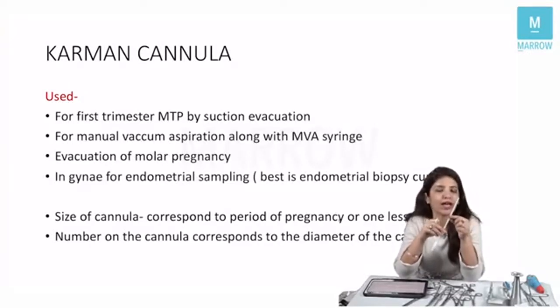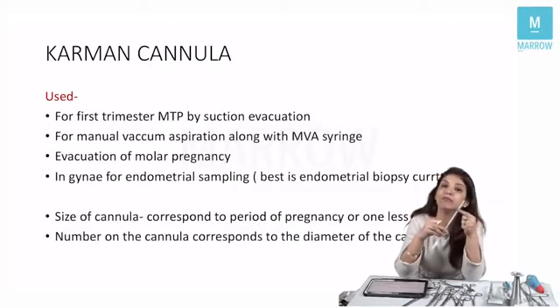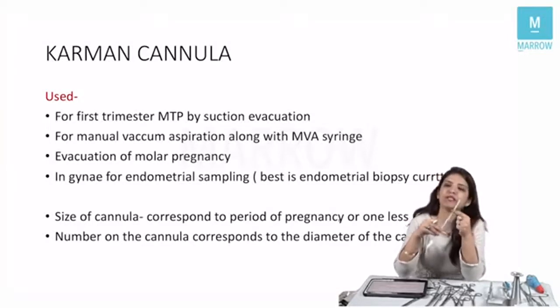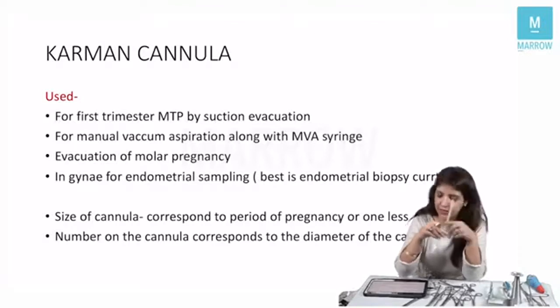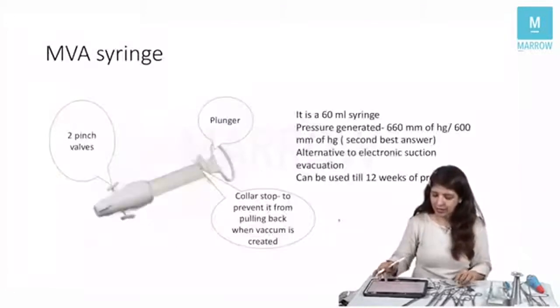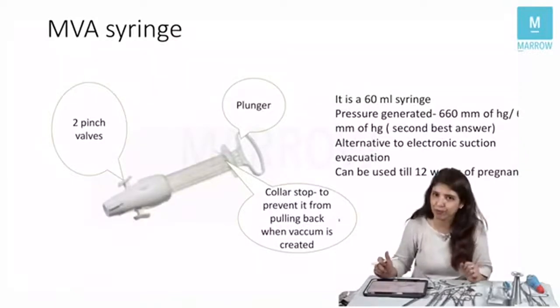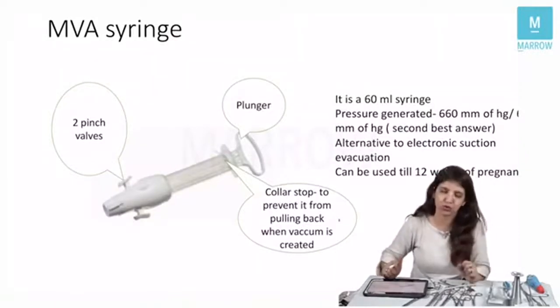So the size of the cannula corresponds to the diameter of the cannula in millimeters. So if there is a number 8 cannula, that means the diameter of the cannula is 8 millimeters, right? Now this Karman's cannula should be used with a manual vacuum aspiration syringe.